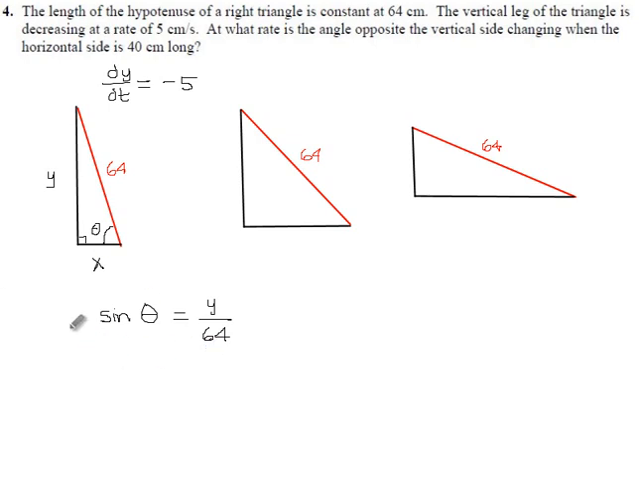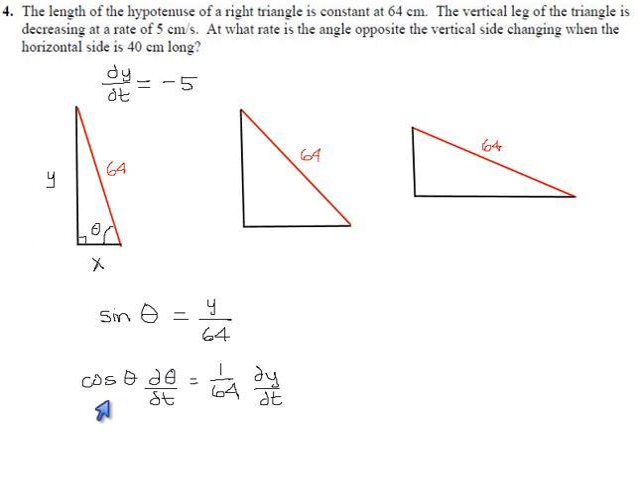When we differentiate this, the derivative of sine theta is cosine theta d theta. On this side, we have y to the first power, so we multiply by 1, we get y to the 0th power. This ends up just being 1 over 64, and dy. And then we divide both sides by dt. And ta-da, there's a rate equation that we should be able to use.